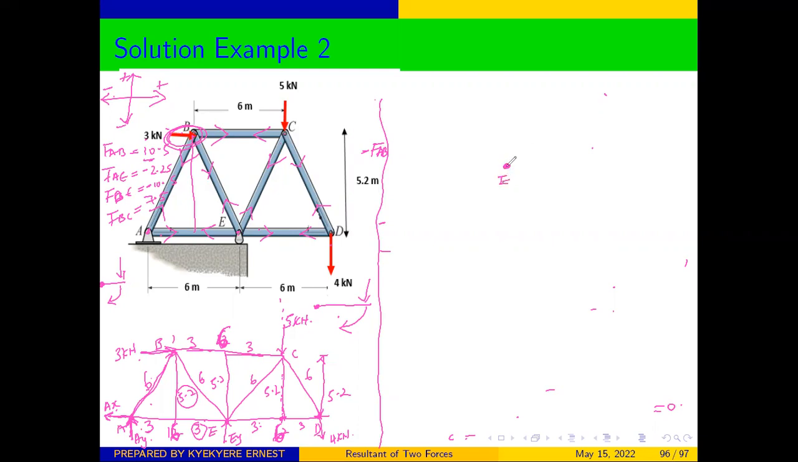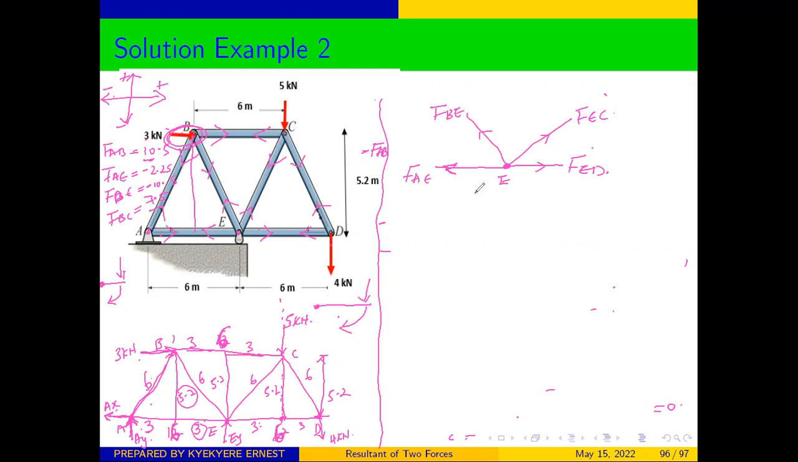We have one member going this way. That one is from E to D. Therefore, we can call it FED. We also have one member from A to E, we can call it force AE, and this is the direction. We have one member moving up like this. That is from E to C. Therefore, we can call it force EC. And then we also have one force moving that direction, and we can refer to it as force BE. Let's still maintain our BE.